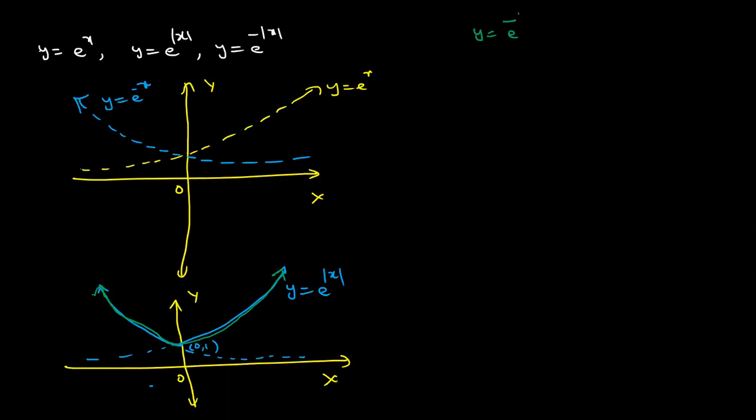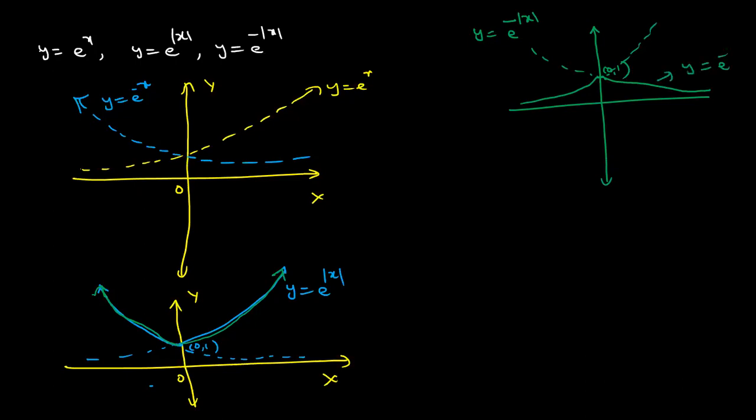How to draw the graph of y is equal to e power minus mod x? Put x is equal to 0. Of course, that is also passing through (0, 1). This is called y is equal to e power minus mod x. So this is the graph.